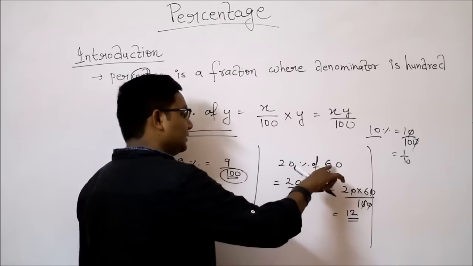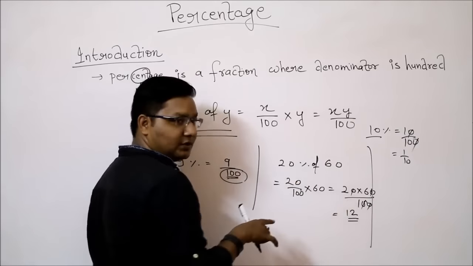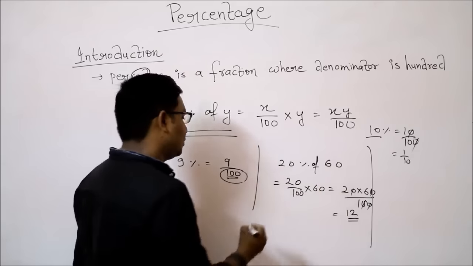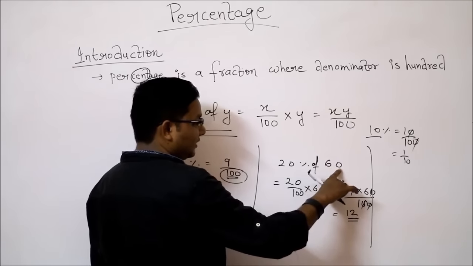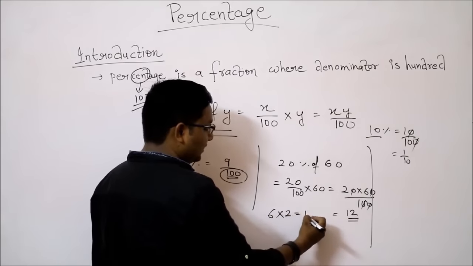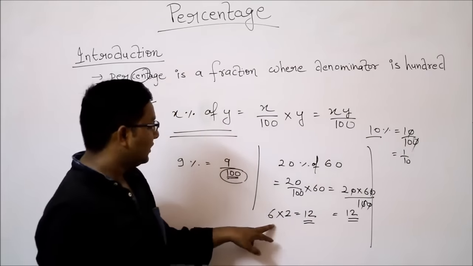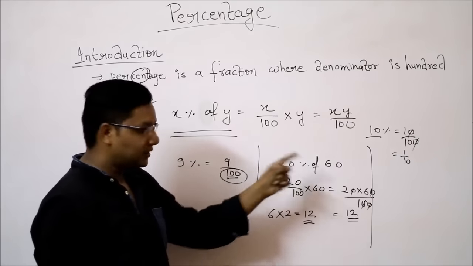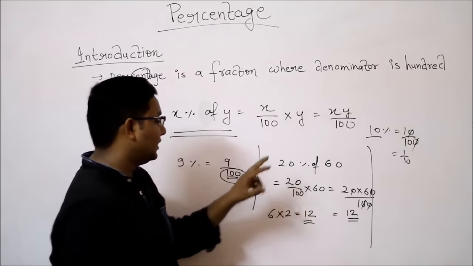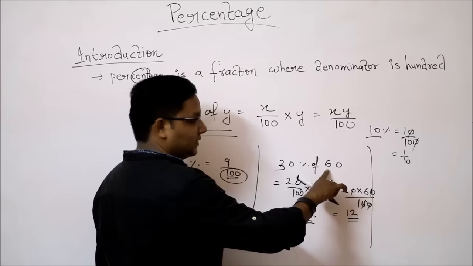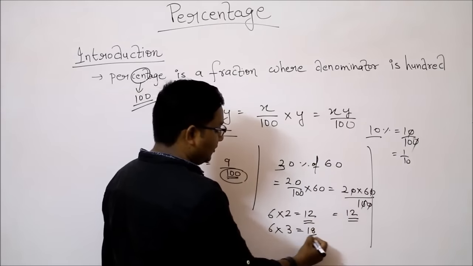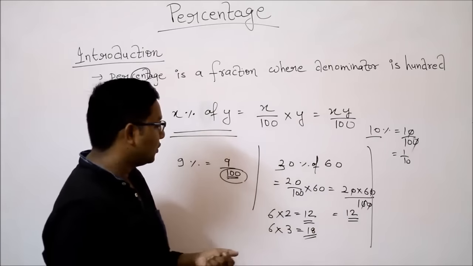So 10% is 6. Then 20% will be 6 into 2, that is 12. If 10% of 60 is 6, then 20% of the number will be 2 into 6, that is 12. In this way we find 10% of a number and then multiply by 2. Similarly, if it is 30% of the number, then 10% is 6, so 30% will be 6 into 3, that equals 18. In this way we approach percentage questions.